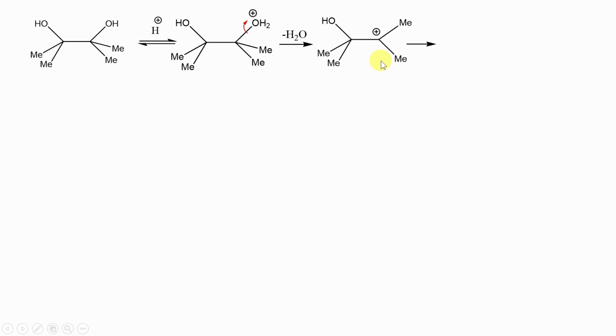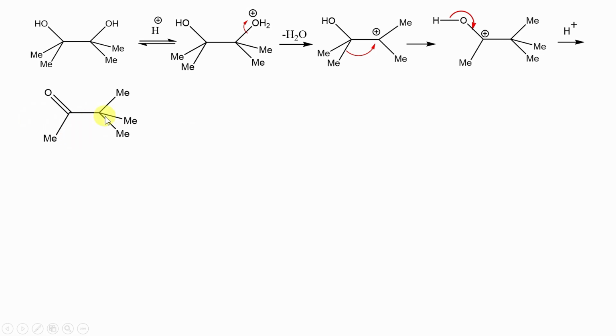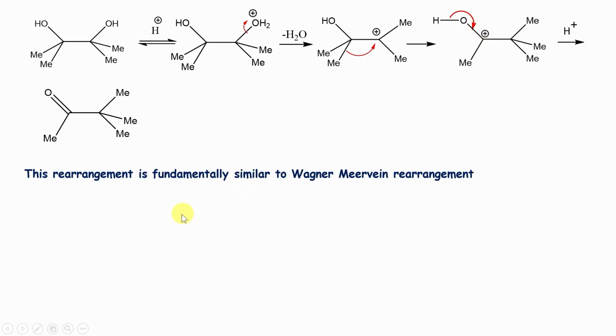And 1,2 migration, as in the case of Wagner-Meerwein rearrangement, takes place like this, forming this rearranged cation. And from this cation, a proton is eliminated, forming the pinacolone. This pinacolone is obtained by removing this proton from this rearranged cation. It is similar to Wagner-Meerwein rearrangement. A 1,2 shift of the migrating group takes place to the electron deficient carbon atom.